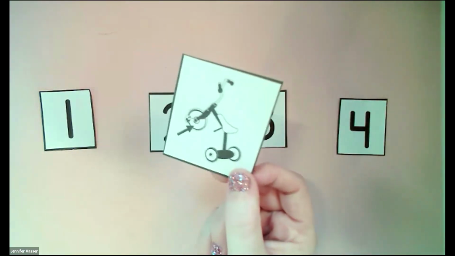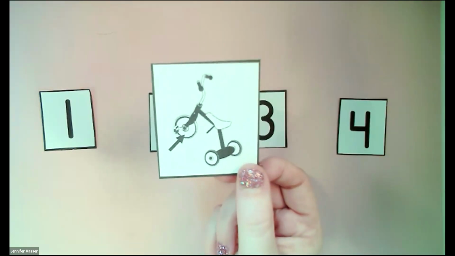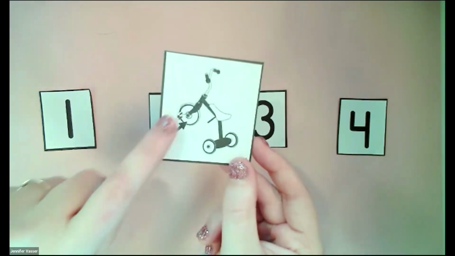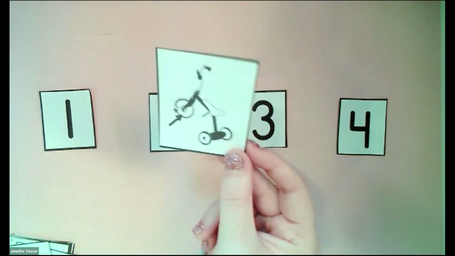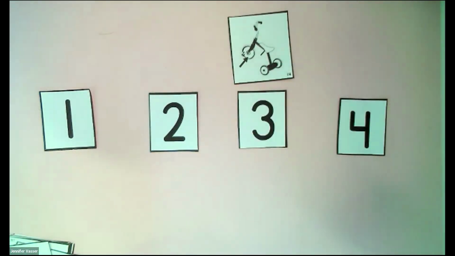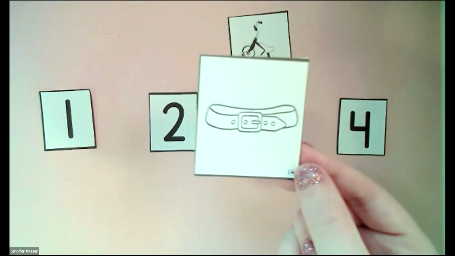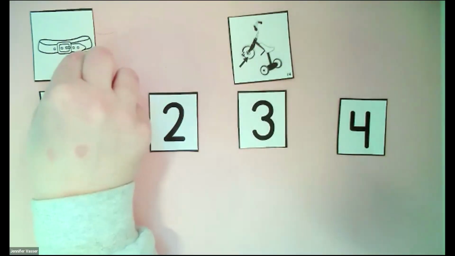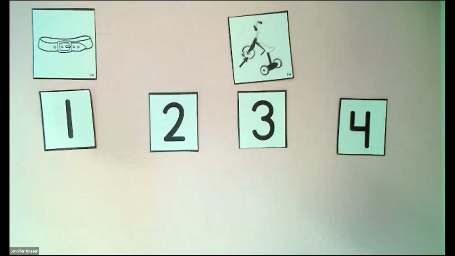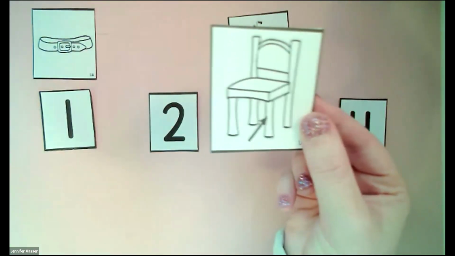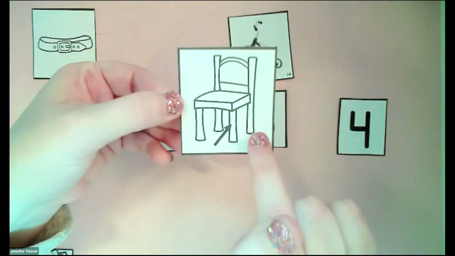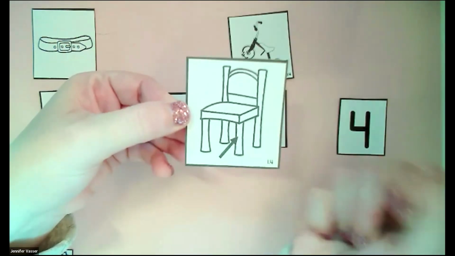I see a tricycle. How many wheels do you see in this picture? Let's count. 1, 2, 3. I see 3 wheels. How many boats do you see in this picture? 1. How many legs does a chair have? Let's count. 1, 2, 3, 4.